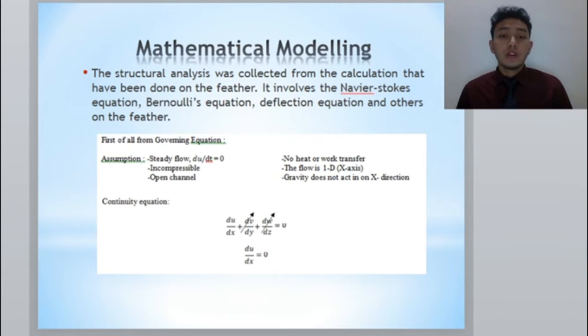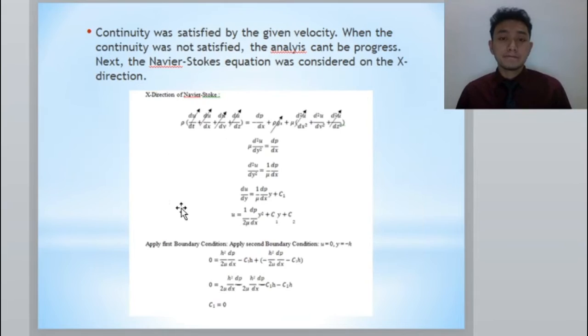For the mathematical modeling, the structural analysis was collected from the calculation that has been done on the feather. It involved the Navier-Stokes equation, Bernoulli equation, deflection equation, and others on the feather. From the governing equation, we assume steady flow, incompressible, open channel, no heat or work transfer, and others to make the equation. After the continuity was satisfied by the given velocity; when the continuity is not satisfied, the analysis can't progress.